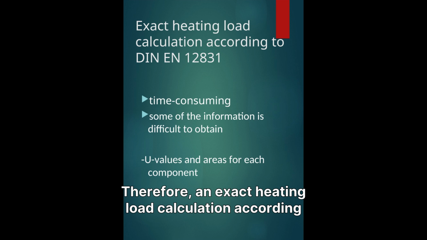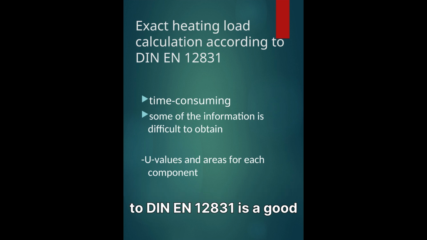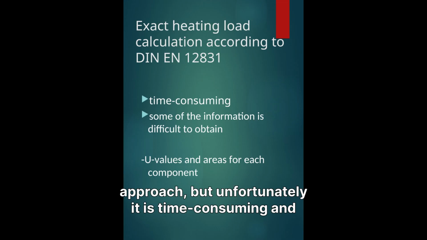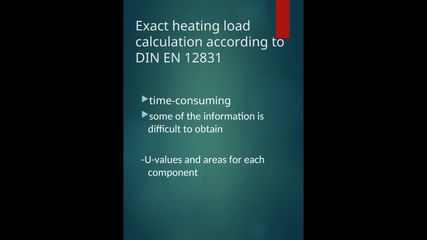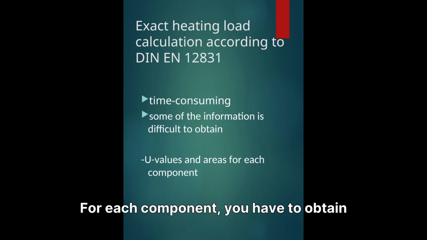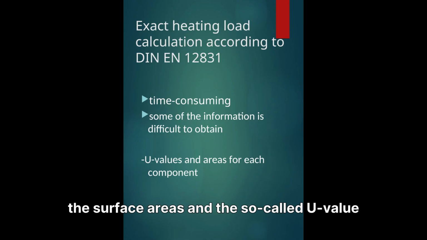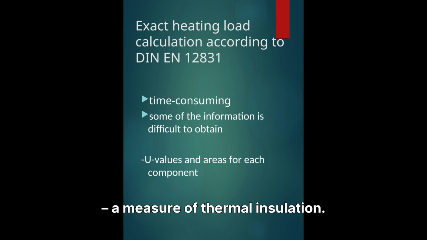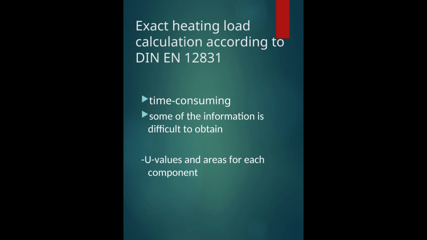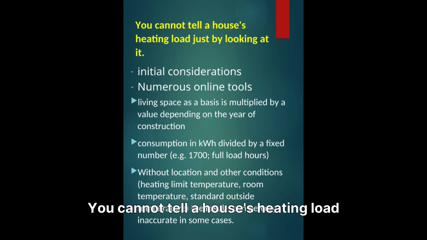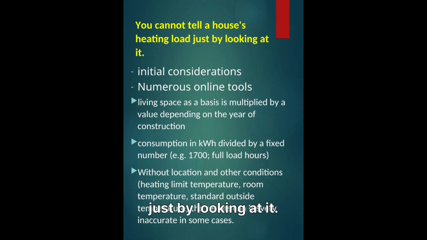Therefore, an exact heating load calculation, according to DIN 12831, is a good approach, but unfortunately, it is time-consuming, and some information is difficult to obtain. For each component, you have to obtain the surface areas and the so-called U value, a measure of thermal insulation. This is often difficult, especially in older houses. You cannot tell a house's heating load just by looking at it.